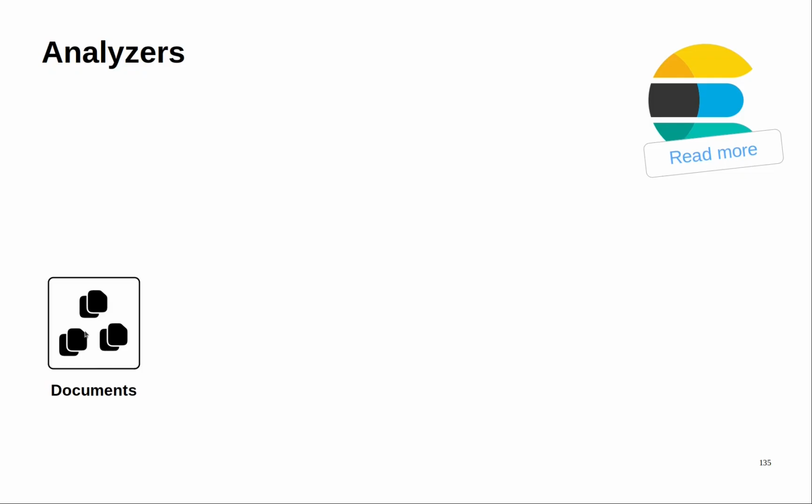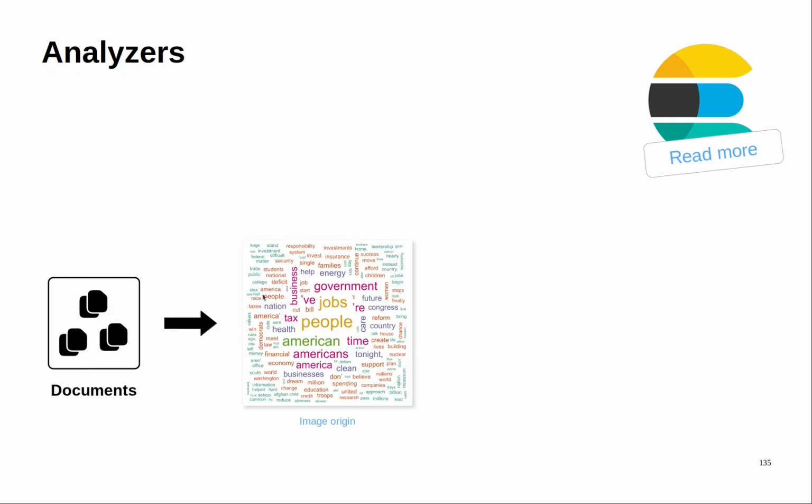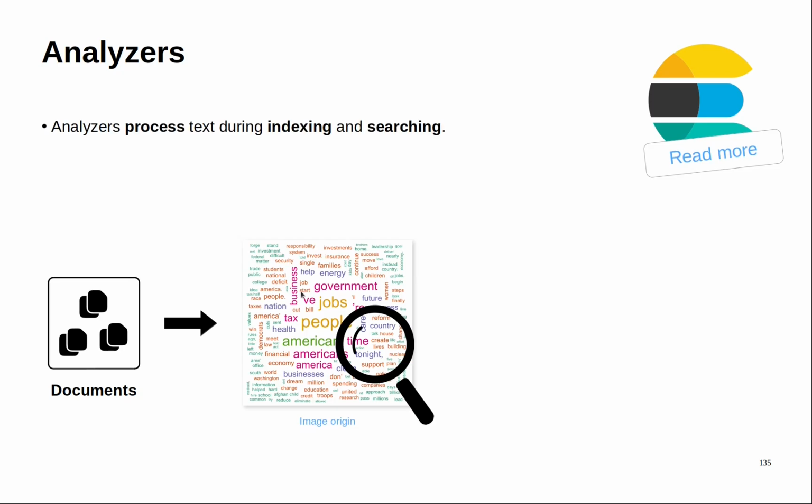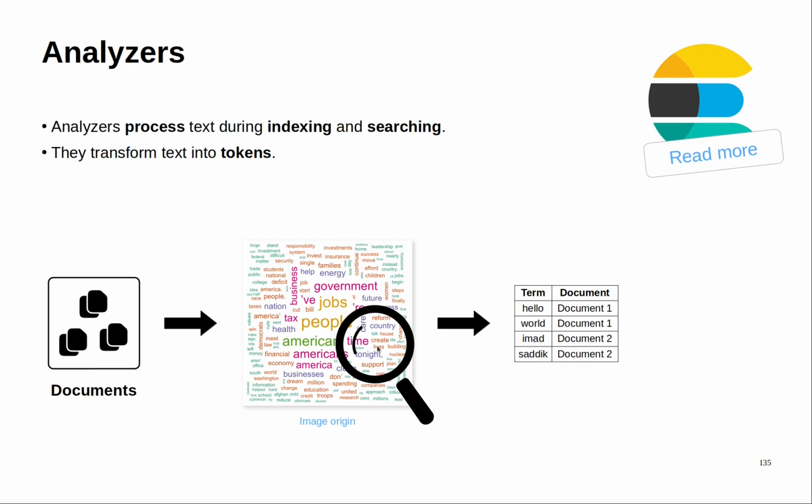Say that we have some documents. We extract the text from them. An analyzer basically processes text during indexing and searching. The output of an analyzer is a set of terms, which we call tokens, with their corresponding document. Analyzers make searching efficient and accurate.